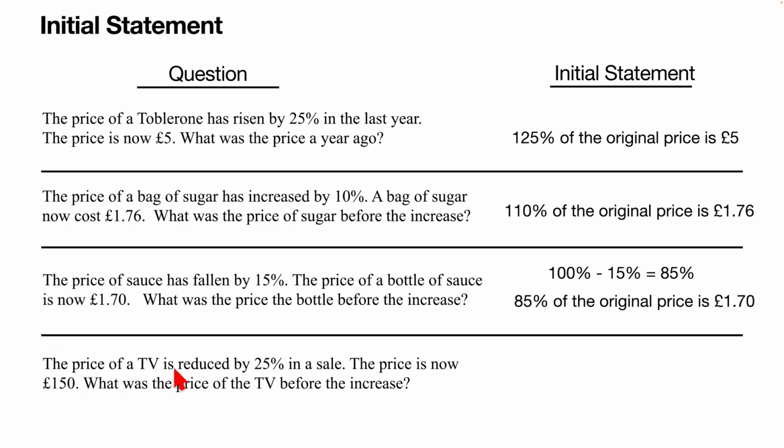The price of a TV is reduced by 25% in a sale. Price is now £150. What was the price of the TV before the, and again, that should be decrease. So everybody makes mistakes. Again, we've got 100 minus 25%, which is the sale, which leaves us with 75% of the original price. 75% of the original price is £150. Well, that seems straightforward.